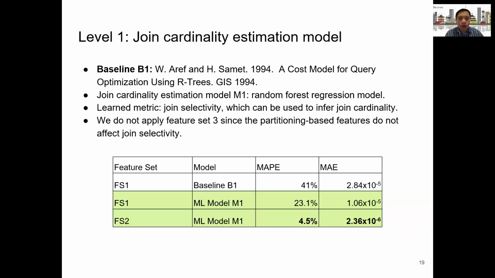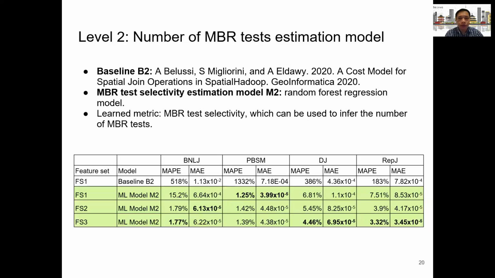The results show that M1 is much better than baseline B1. More importantly, the machine learning-based model is flexible to accommodate different sets of features. For the level 2, we use separate models to predict the number of MBR tests for different join algorithms. The baseline we use is theoretical models proposed in a paper in GeoInformatica 2020. The results show that the random forest regression model can predict the number of MBR tests very well, while the baseline methods cannot give us a reasonable accuracy.